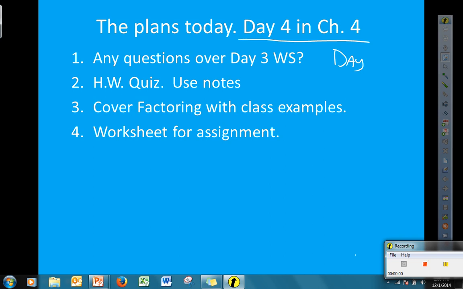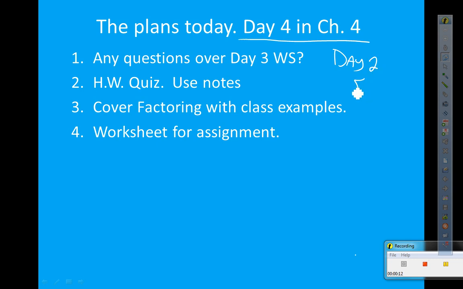This is day 4 in chapter 4. It's day 2 of our factoring. Remember, there's 3 different days of factoring. This is the second day of it. I'd like to show you 2 more things, and I need to beef it up a little bit and show you what I mean about factoring out whatever they have in common.